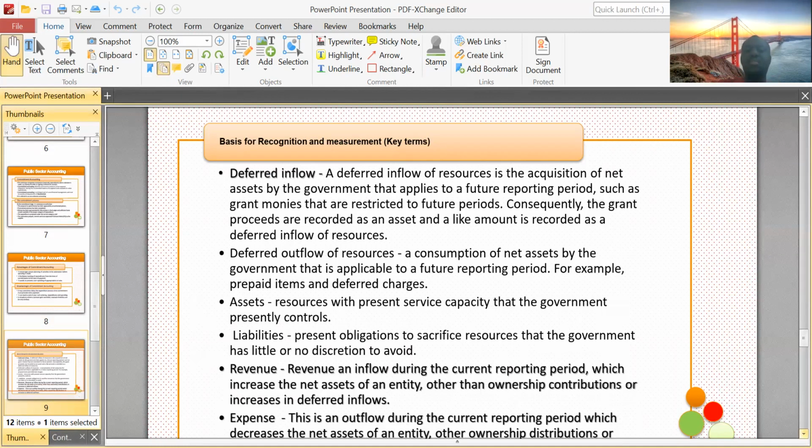Then we have deferred outflow of resources. It's simply a consumption of net assets by the government that is applicable to a future reporting period. So example here is deferred charges as well.